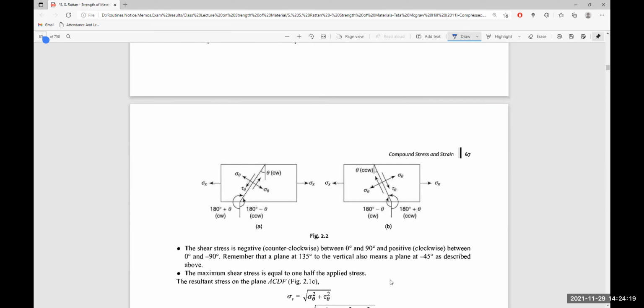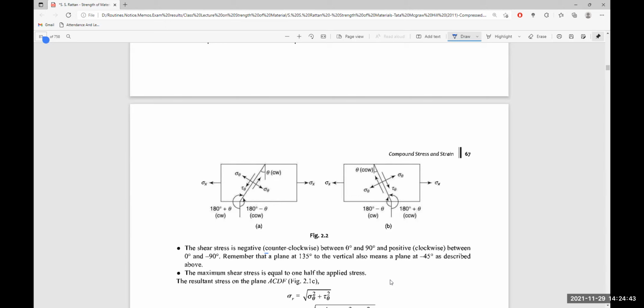Shear stress is negative counterclockwise between 0 to 90 degrees and positive clockwise between 0 to minus 90 degrees. So if theta is increasing from 0 to 90 degrees, it is negative, and if it increases from 0 to minus 90 degrees, in the opposite direction, it has become positive. A plane at 135 degrees also means a plane at minus 45 degrees.